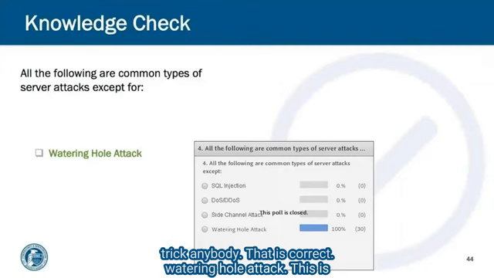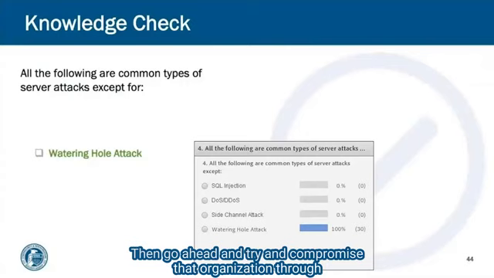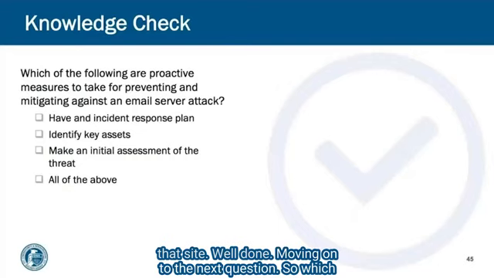Watering hole attack. This is an attacker guessing which website an organization uses to then go ahead and try and compromise that organization through that site. Well done. Moving on to the next question.